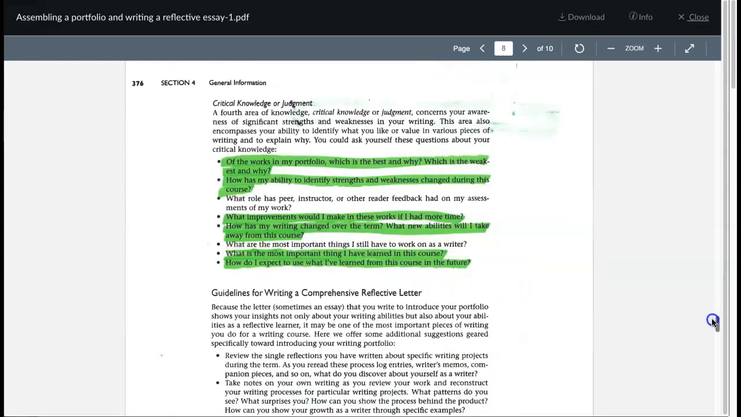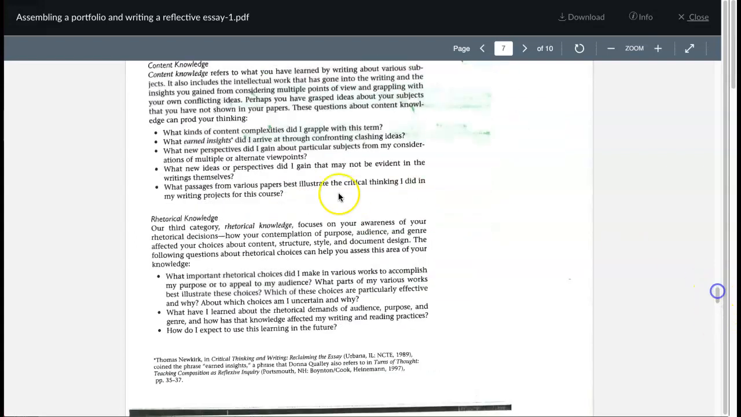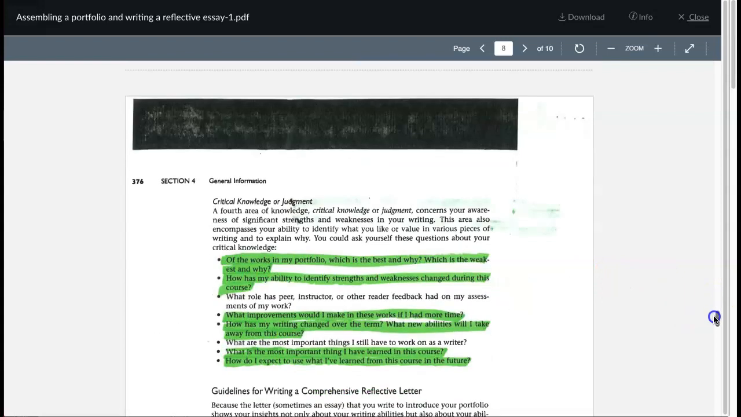For rhetorical knowledge, I highlighted these. For critical knowledge, I highlighted these questions. So all of these are questions that you should consider, but the ones that I highlighted are questions that I think you should strongly consider. Of course, you don't have to answer all of them in your portfolio letter, but you should address them in some capacity, especially these two.